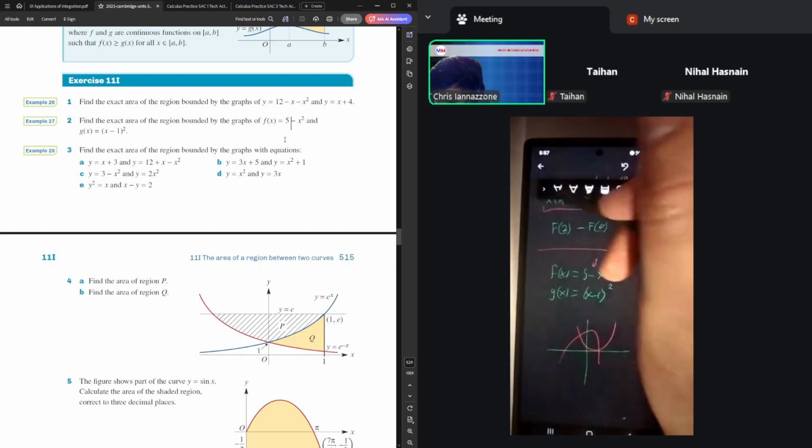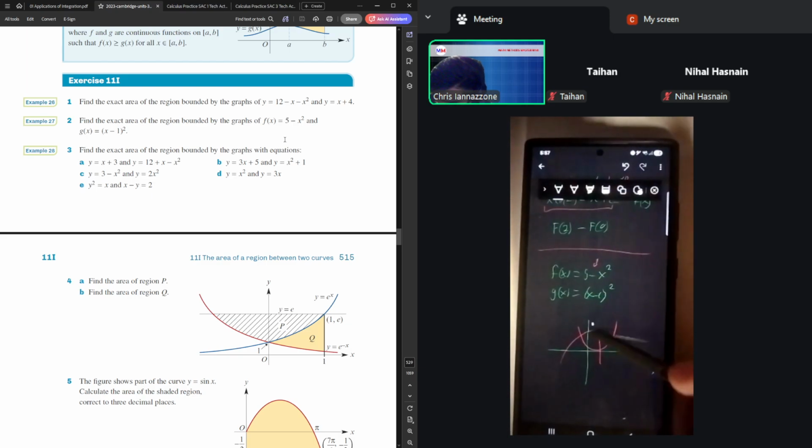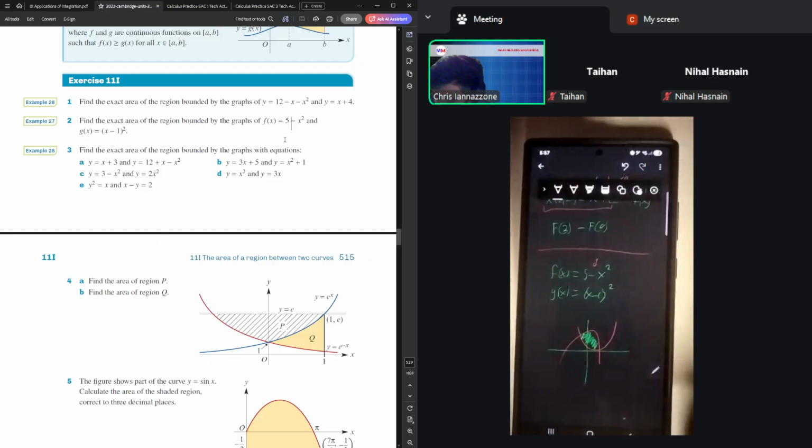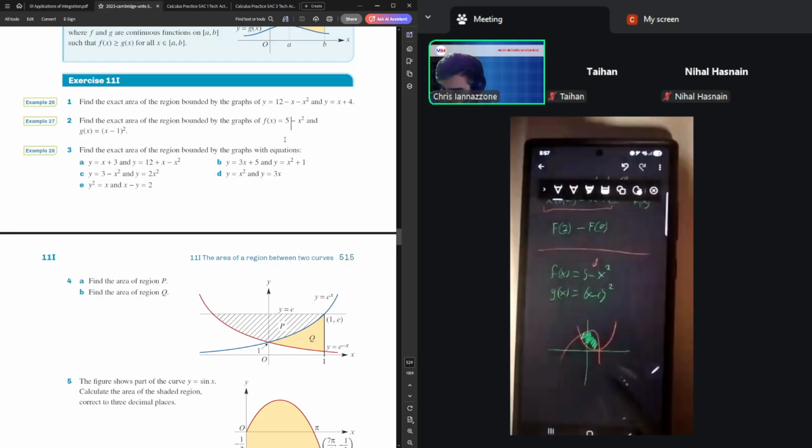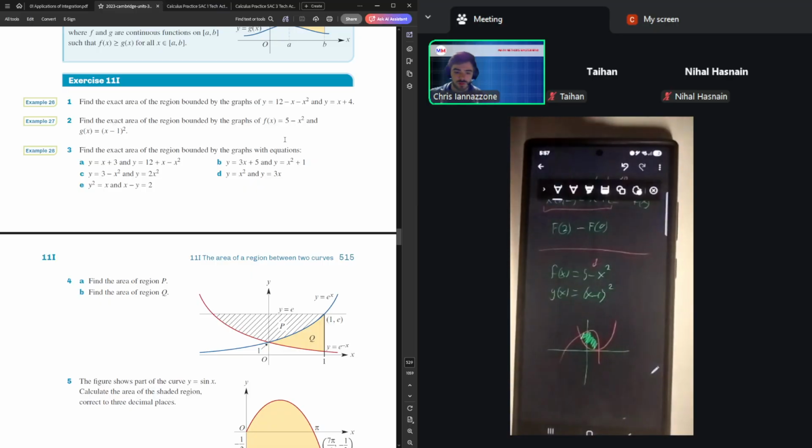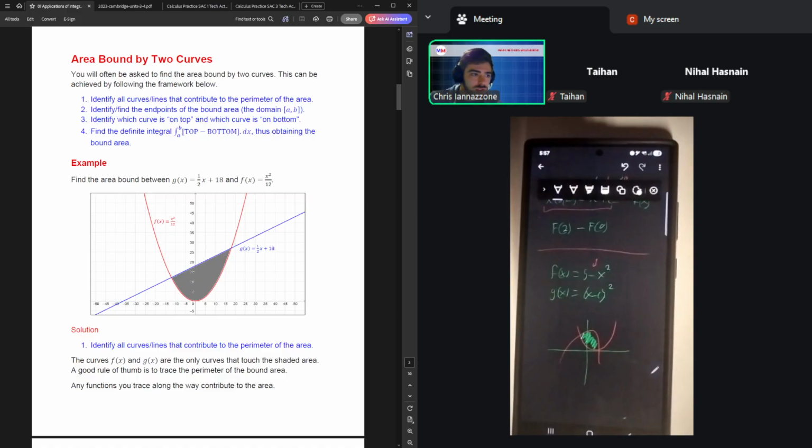That's actually fairly similar to what this would actually be. 5 take minus x would be that one, and then shifted right by 1 would be that. So in other words, you get a very rough idea of what that should look like. The bound area is going to be the bit in the middle because those curves create the perimeter of that shape. With that in mind, we should now be able to take a crack at our procedure. So we've already done step 1 there, which is identifying what lines and curves are going to contribute. Step 2, what are we going to do from here?